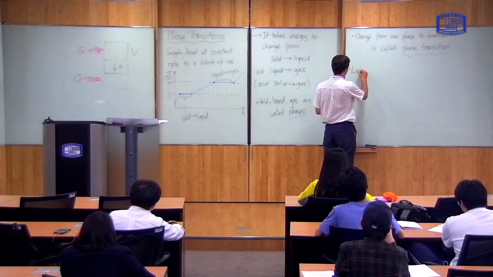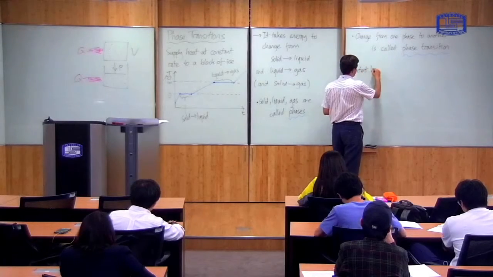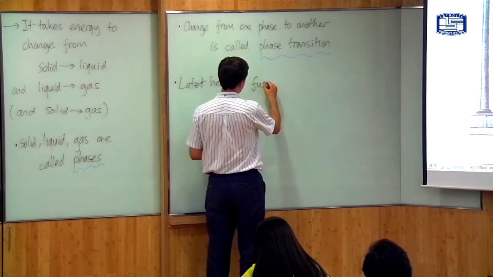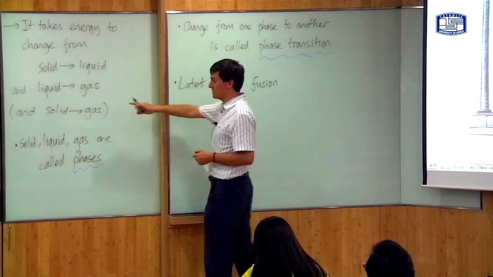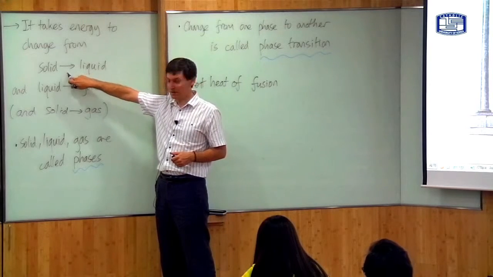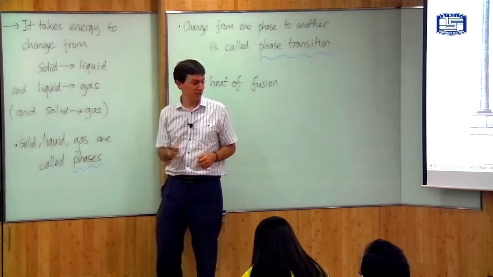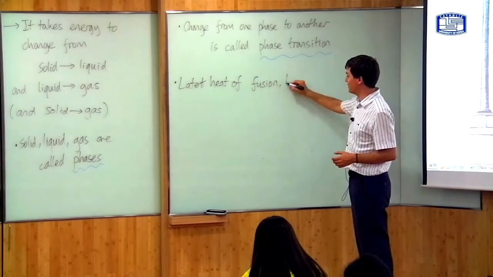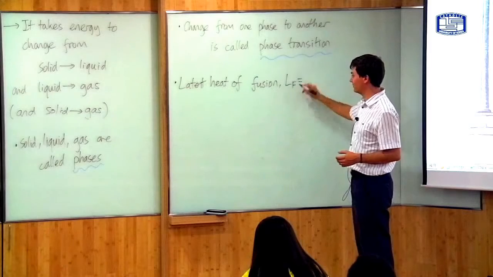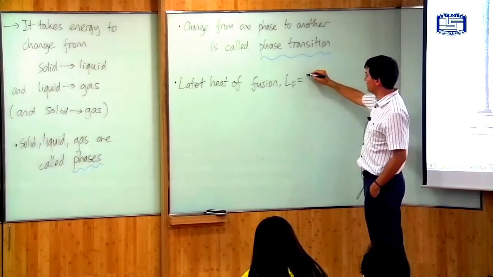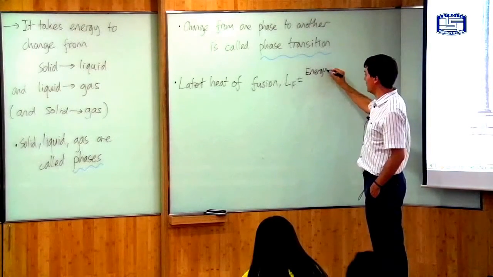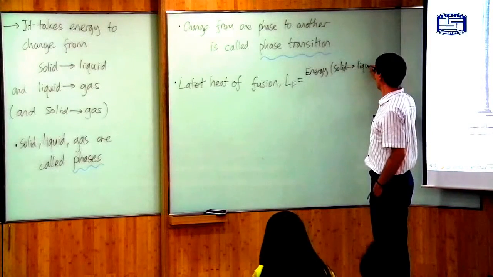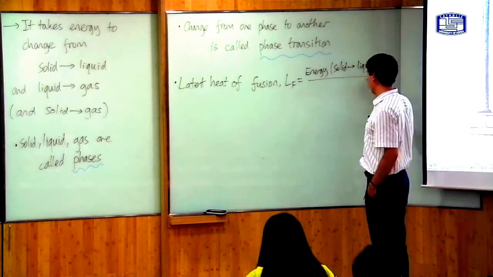So I can measure the energy required. The latent heat of fusion is the energy required for this. The energy required to turn solid into a liquid is known as the latent heat of fusion, and it's given the symbol LF, F for fusion. So this is the energy needed for solid to go to liquid divided by the mass of the substance.